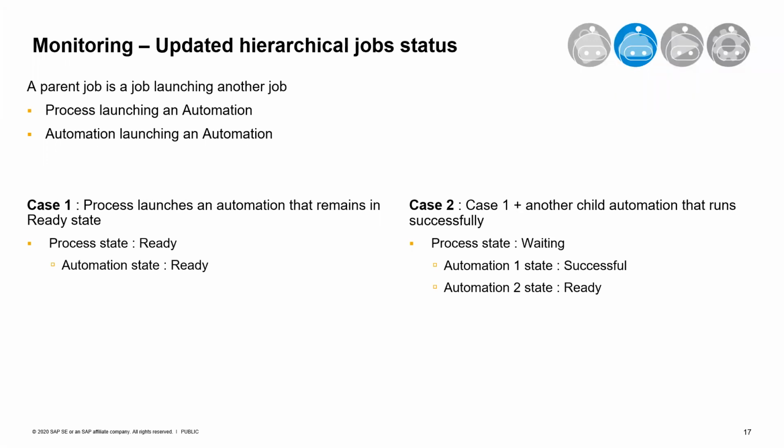The second use case is if a process launches multiple automations. So let's say the first automation is successful, the second automation is in ready status. Therefore, the process state will be waiting.